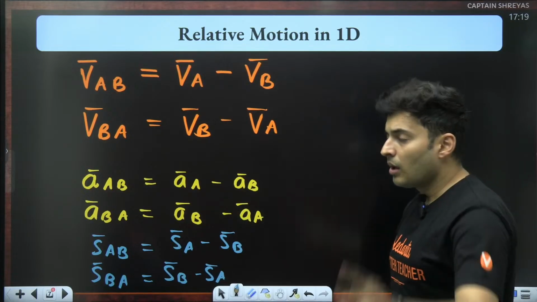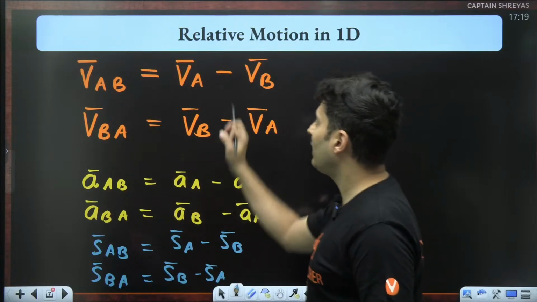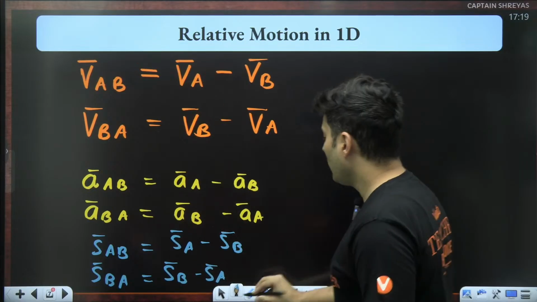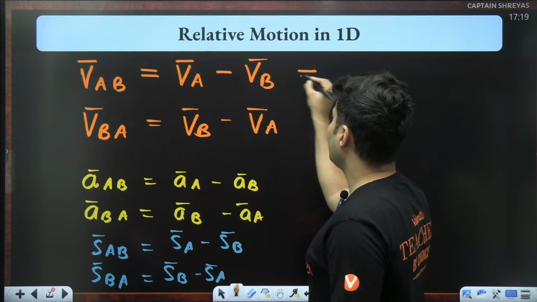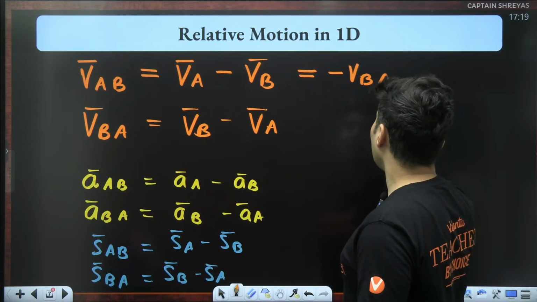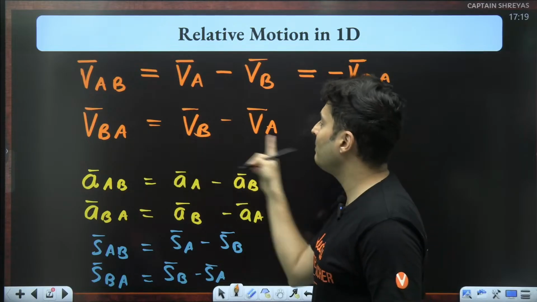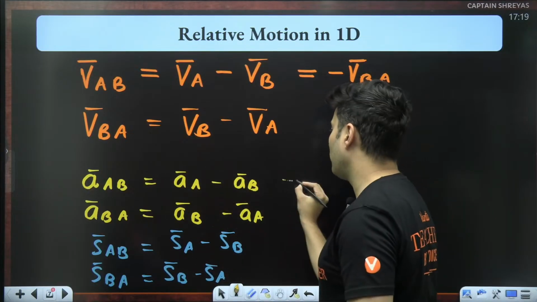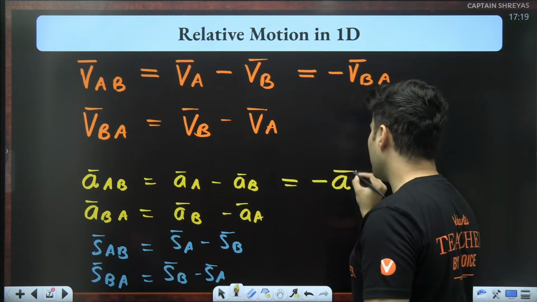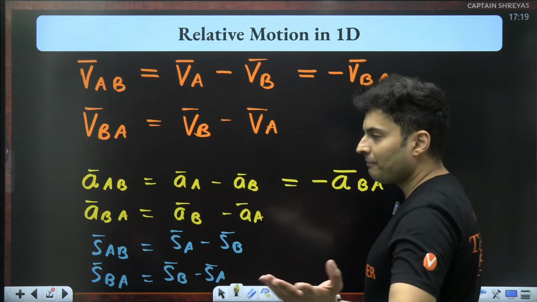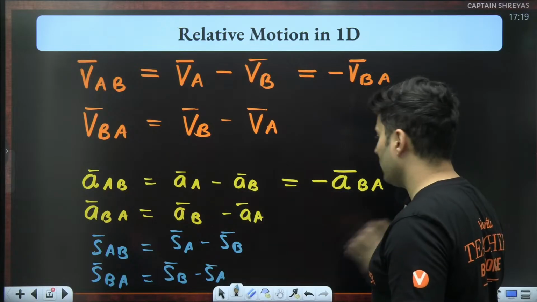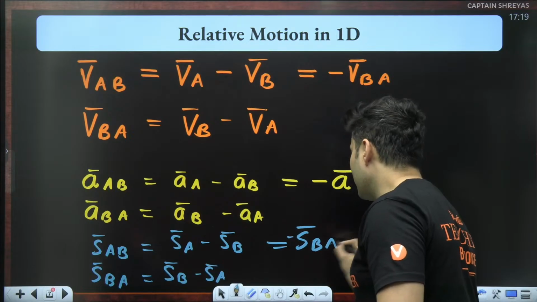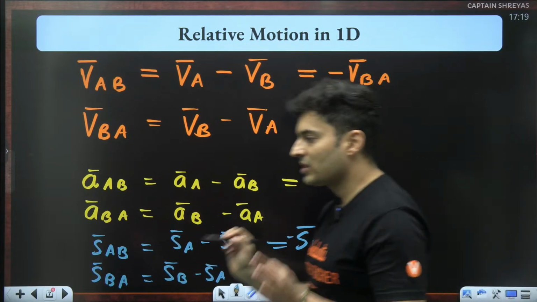One more interesting thing: VAB and VBA, if you see, the order of the subscripts is different. So can I not say VAB is technically the negative of VBA? You just negate this, you will get this. Not just that, even acceleration of A with respect to B is the negative of acceleration of B with respect to A. Same thing for displacement: displacement of A with respect to B is the negative of displacement of B with respect to A. So they are just negatives of each other.